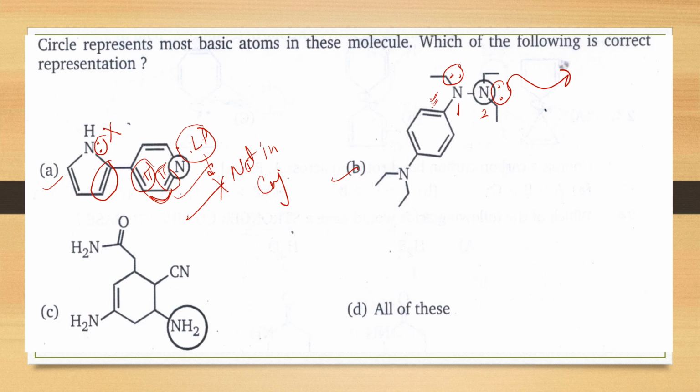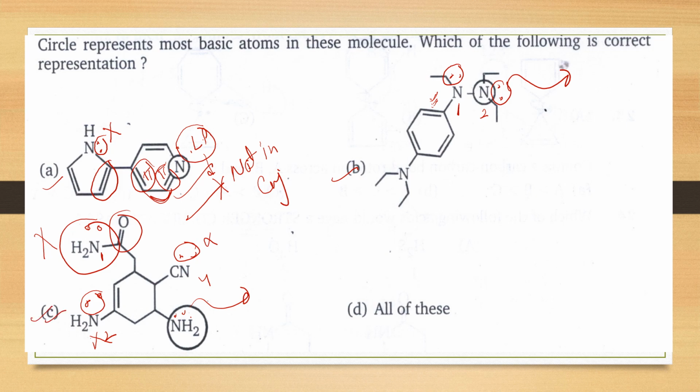Option C: there are 1, 2, 3 and 4, four nitrogen atoms in total. The first nitrogen's lone pair is in conjugation with the carbonyl group, so we can say it is delocalized and cannot be donated easily. The second and third also cannot be donated easily because they are in conjugation. But the circled nitrogen atom's lone pair can be donated easily, because the circled nitrogen atom is not in conjugation. So the circled nitrogen atom here is also more basic. So option C is also correct.